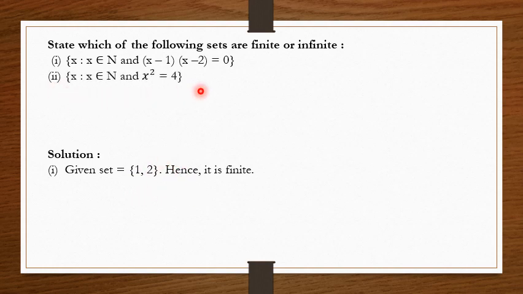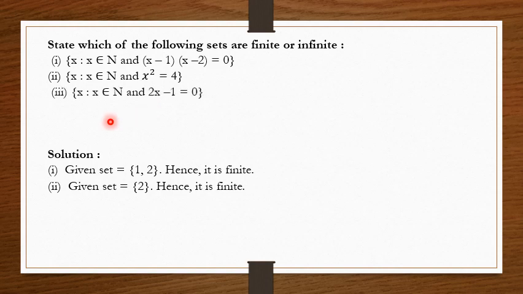Here, the second set is the set of x such that x is a natural number and x is a solution of this quadratic equation. What are the solutions of this quadratic equation? Plus or minus 2. But minus 2 is not a natural number. So 2 is the only element in the set. So this set is also finite.